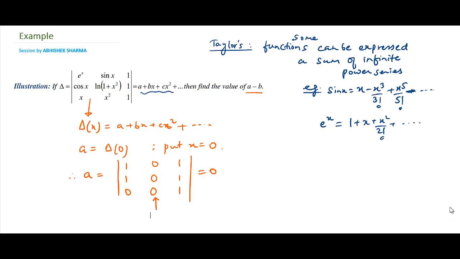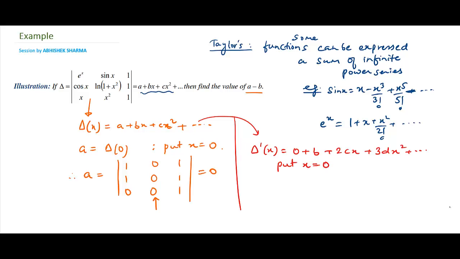Coming down to b, calculating b will be a bit more tricky. To calculate b, I differentiate both the sides, so I get delta dash x, which is 0 (differentiation of a is 0) plus b plus 2cx plus, let's say, 3dx square and so on. Now if I put x equal to 0 on both the sides, then I get delta dash 0 is equal to b.